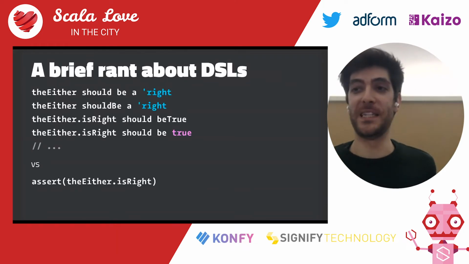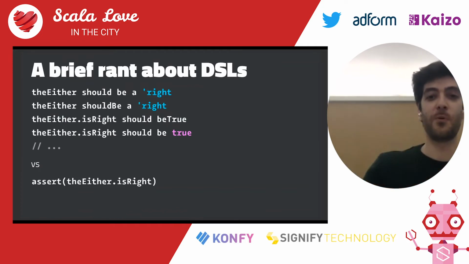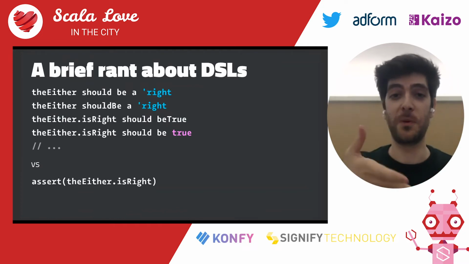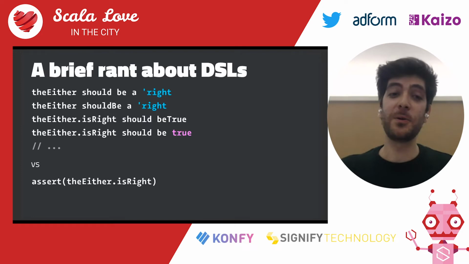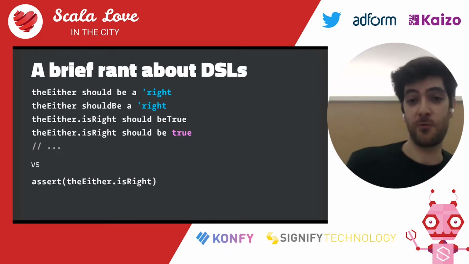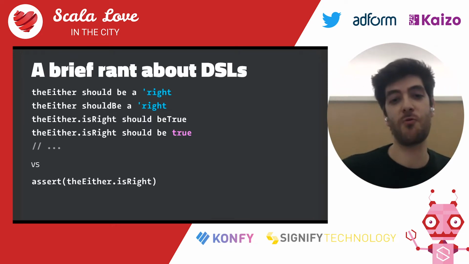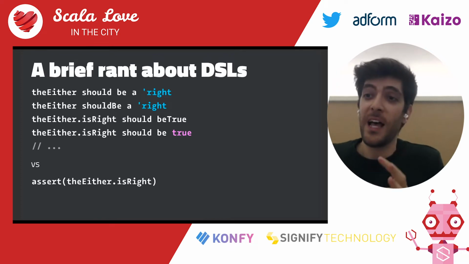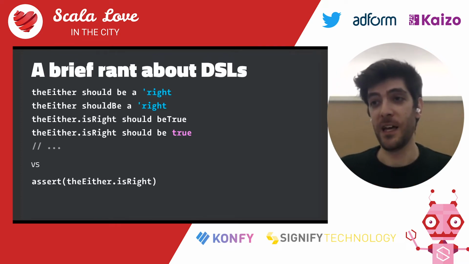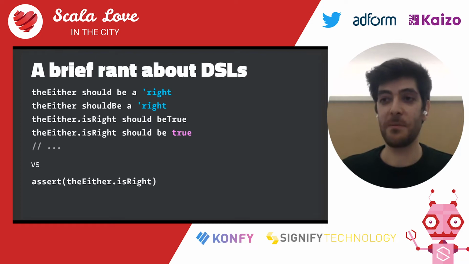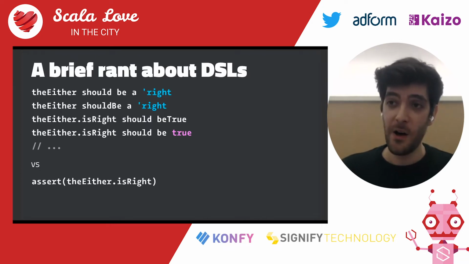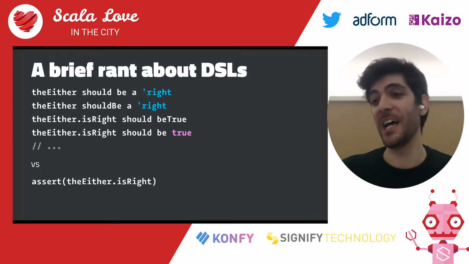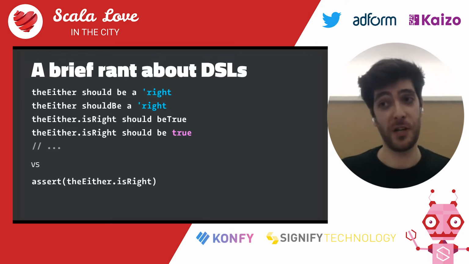So this is my main gripe with DSLs. Like, "either should be right" is amazing to read, but it could also be "either should be a right", or it could also be "either is right should be true", or it could also be "is right should be true". There are so many ways of doing the same thing, and I often find myself in a loop where I can't get out of deciding which side to use, and generally the choice feels arbitrary.